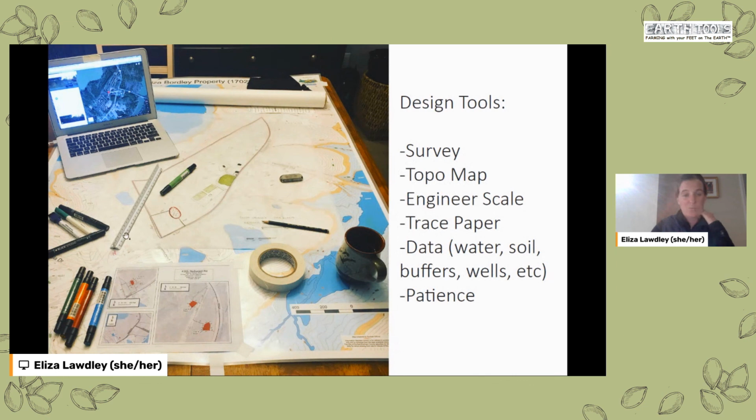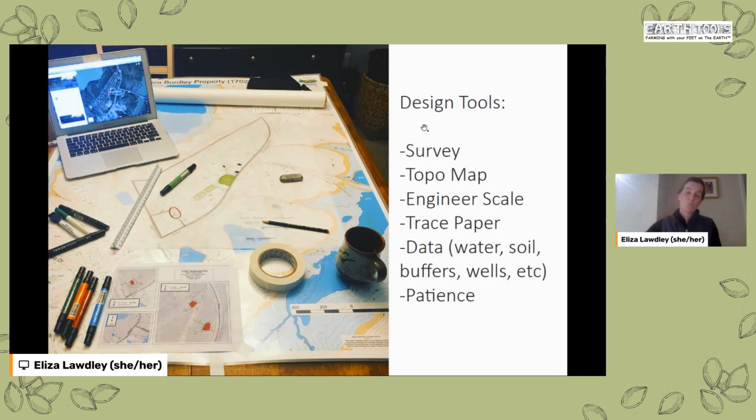This white ruler that you see on this map is actually not just a typical ruler, but it's what's called an engineer scale, which can really help you make sure you're designing these berms and swales at an appropriate dimension for your farm. And if folks have questions about that, I'm happy to talk further. Trace paper is another great tool. That's the big roll of parchment looking paper you see at the top of this image.